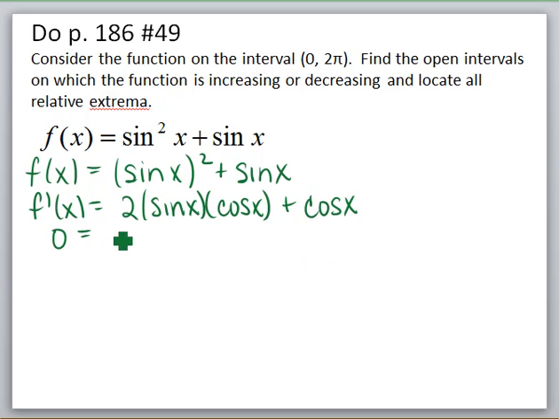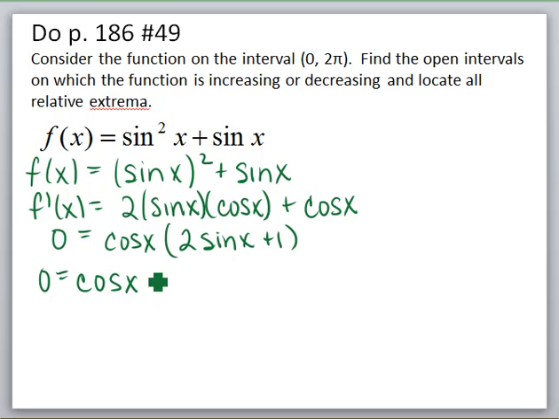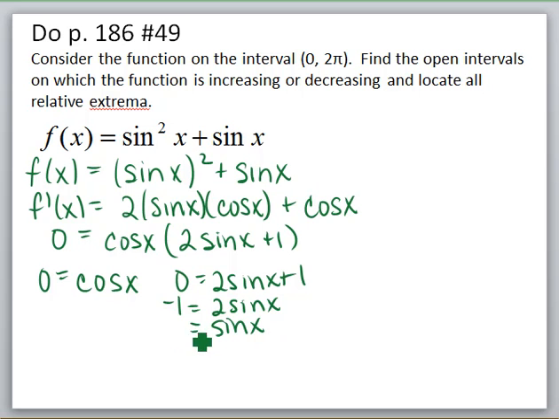I can set this equal to 0, which will allow me to find my critical numbers. I can factor out a cosine x, and I'm left with 2 sine x plus 1. So I want to know where the cosine of x equals 0, and where 2 sine x plus 1 equals 0, or truly, where the sine of x is equal to negative 1/2.